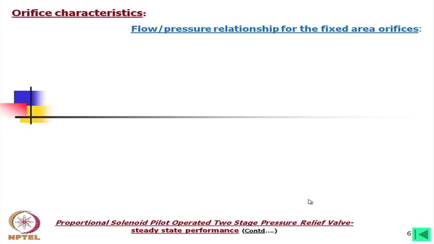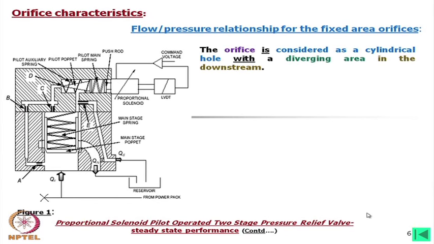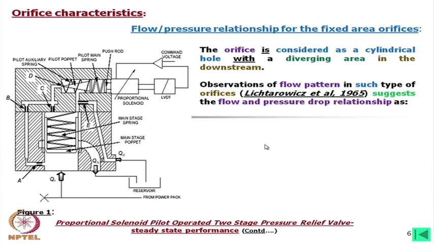Now, flow pressure relationship for the fixed area orifices, again we will consider A and B. The orifice is considered as a cylindrical hole with a diverging area in the downstream. Actually, these orifices are like that, almost a straight hole is there, but towards the downstream side, this is upstream. If the flow is going like this, this is upstream, this is downstream, a slight divergence is there. Now, the flow pattern in such types of orifices suggests the flow and pressure drop relationship as follows. This is the general equation.